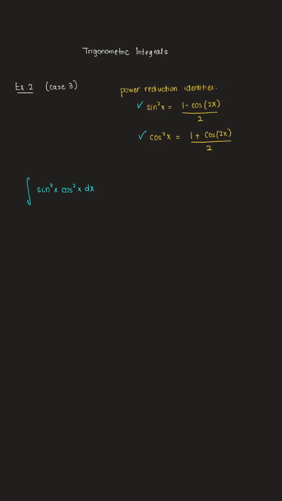We could replace one of the sine squared or cosine squared with a Pythagorean identity and then only have use of one of these, but it doesn't really matter. So I'm just gonna go ahead and replace both sine squared and cosine squared with their respective power reduction identity. So sine squared will be 1 minus cosine of 2x over 2. Cosine squared is 1 plus cosine of 2x over 2.